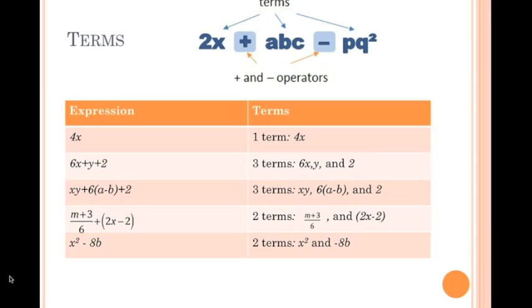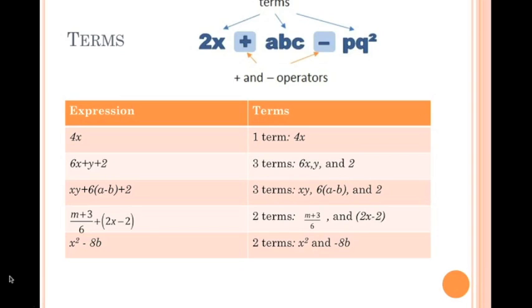The expression xy plus 6 times a minus b plus 2 consists of 3 terms, xy, 6 times a minus b, and 2. Notice that 6 times a minus b is one term, not 2, because the 6 is being multiplied by the difference of a and b. It is only a term if it is connected with an addition sign or a subtraction sign.